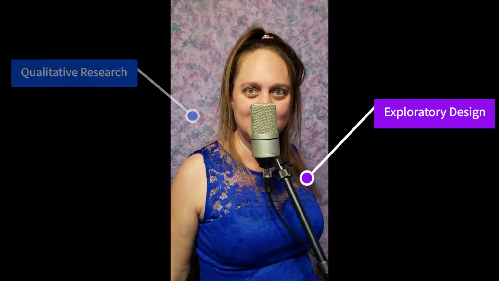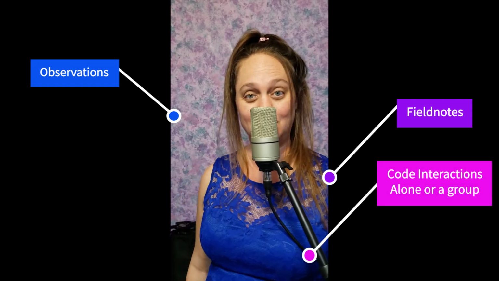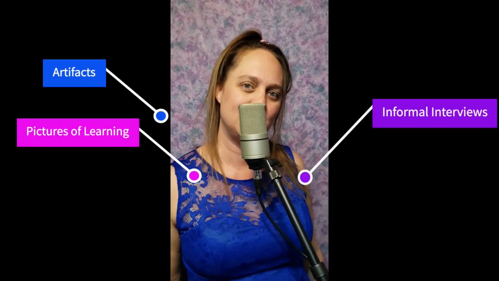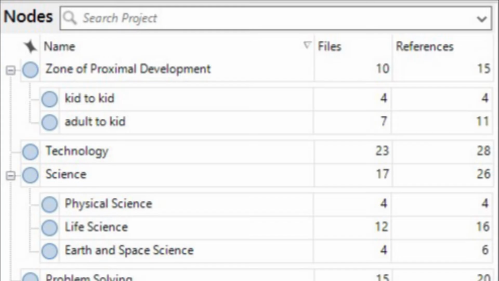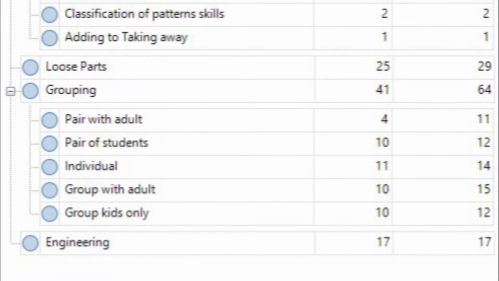Show me your methods, methodology. Show me your methods, how will it be? Qualitative research, exploratory time, collecting the data that you will find. First observations, field notes are done. Close code the subjects, each and every one. Code the interactions, alone or a group. Code post-acceleration, the data will prove. Collect artifacts, pictures of learning, informal interviews, member checking. Upload the data into NVivo, triangulation, what will it show? Nodes, nodes, nodes, make those codes, what do they show?